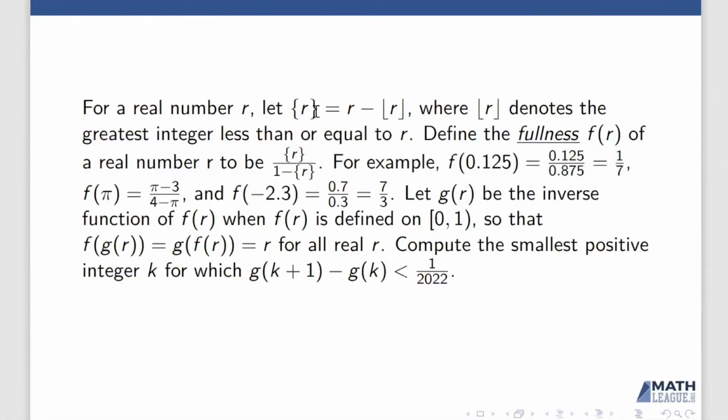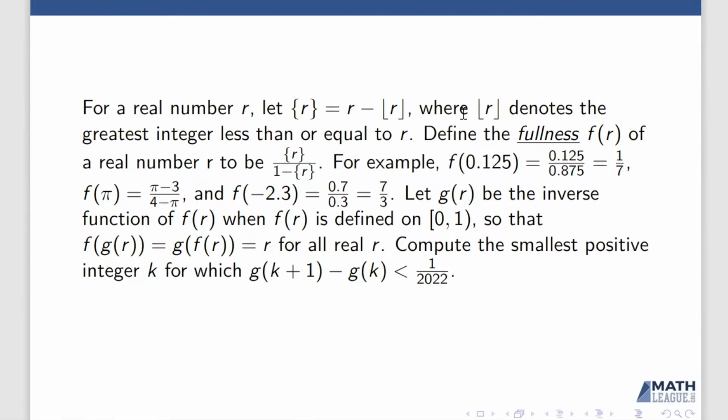So for a real number r, we define the fractional part, which is r minus the floor of r, basically. And then we define the fullness of r to be essentially some function on the fractional part of r. And then here we have a few examples. And then we define g of r to be the inverse of f of r when f is defined over the interval from 0 to 1. So now we want to find the smallest positive integer k that satisfies this last inequality.